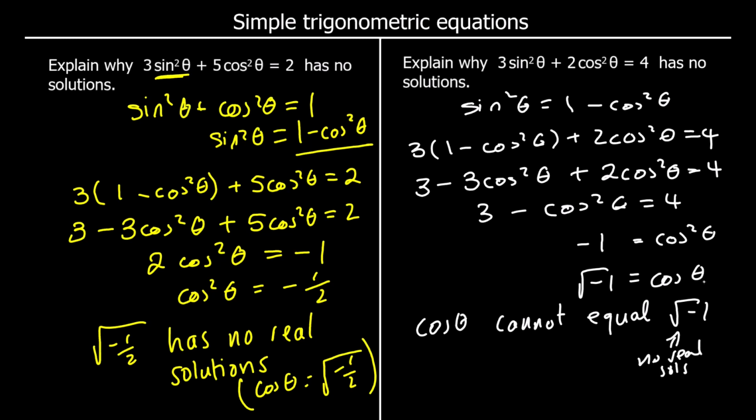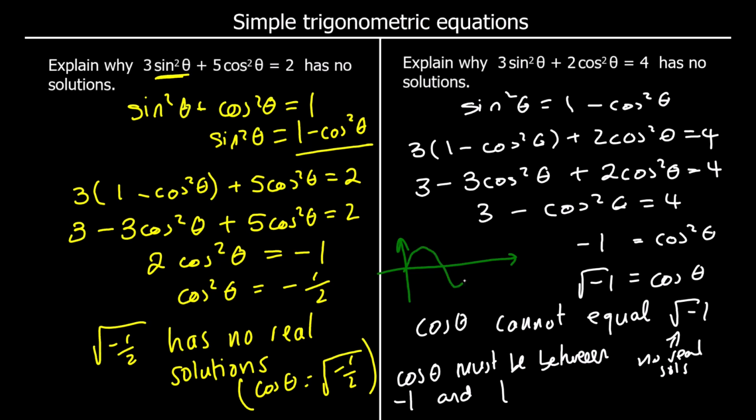Cos theta has to be between -1 and 1. So if we got cos theta equals 2 or cos theta equals -5, that would have no solutions because cos theta has to be between -1 and 1, as does sine theta, because of their graphs. So the graph for sine theta goes between 1 and -1, and cos theta is the same.